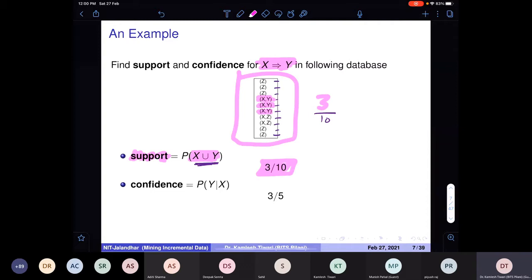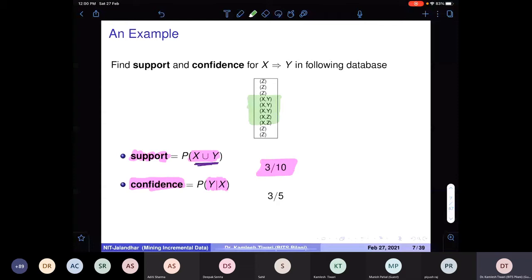Now we want to talk about the confidence. The probability is given by this particular formula. It is a conditional probability that says what is Y given X. So now your thing changes. You only want to look at those places where X is given. So X is given here, here, and here. How many such cases are there? 1, 2, 3, 4, 5. There are 5 places. Out of them, how many have the Y? You see that here we have Y at 3 places, so 3 by 5. So in this way you find out the support and confidence.